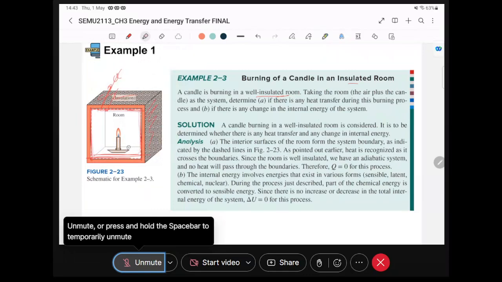Determine if there is any heat transfer during the process. Of course, no, because it's fully insulated. So that's the answer for the first one. It's fully insulated, so there's no heat transfer in the burning process. And if there are any changes in the internal energy of the system, what happens if you burn a candle in a closed container? What do you think will happen?